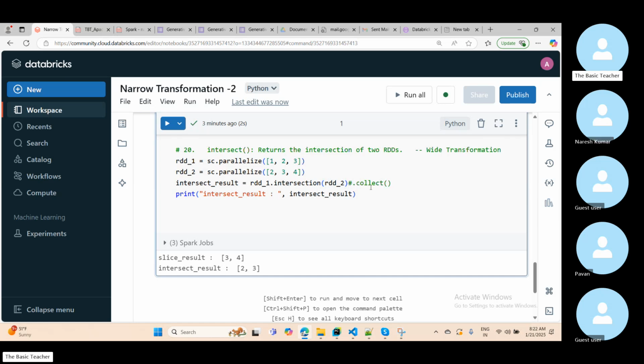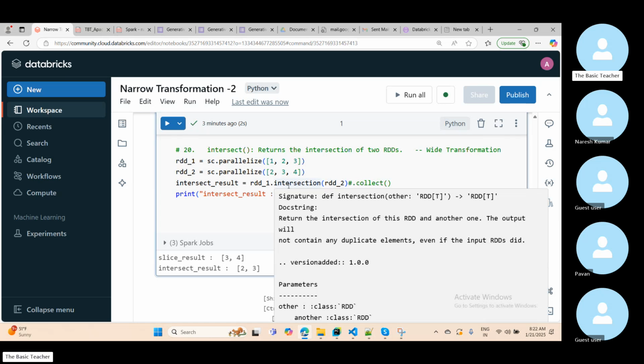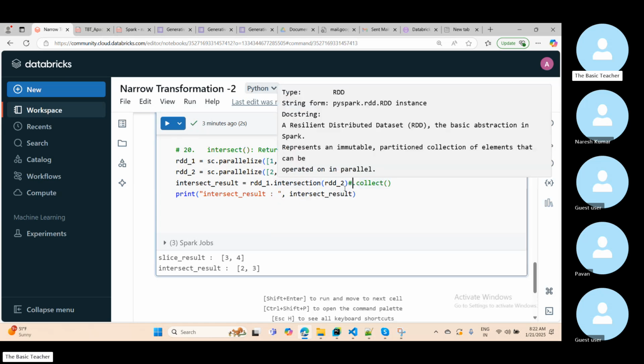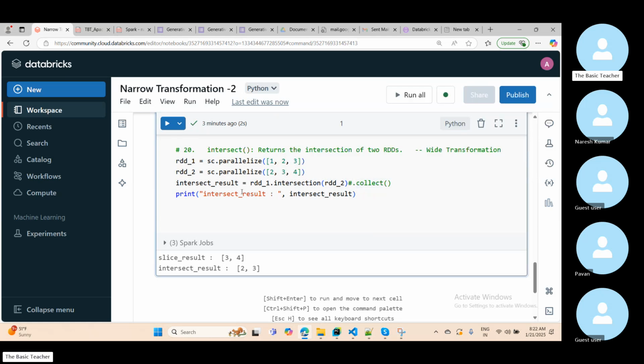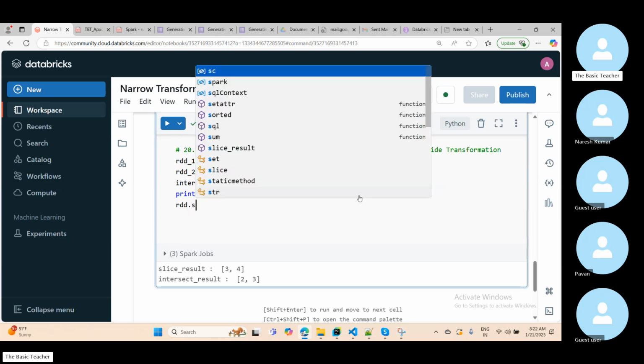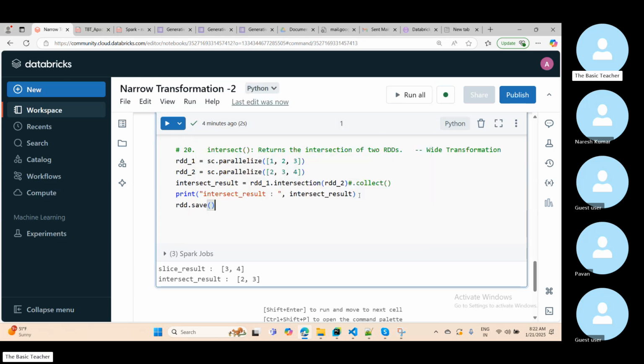The thing is, first of all, in real time, we are not going to collect all the data. We are not looking for the print, because most probably, on top of this intersect result, you will have some more transformation applied. Or if this is the final output, then you are going to write it to your final location. Let's say this is the RDD, then you are going to do some save. You provide some location and just save that.